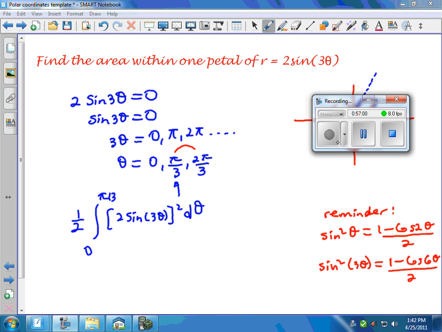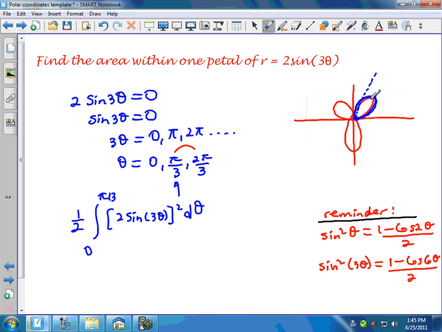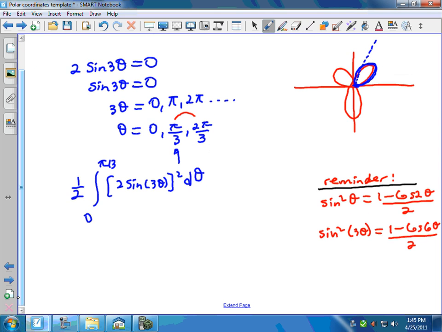So please make a note of this formula as a reminder, the reduction formula for sine squared, because we're going to need that as we solve this example. So we're going to use those formulas to simplify this first of all, right?